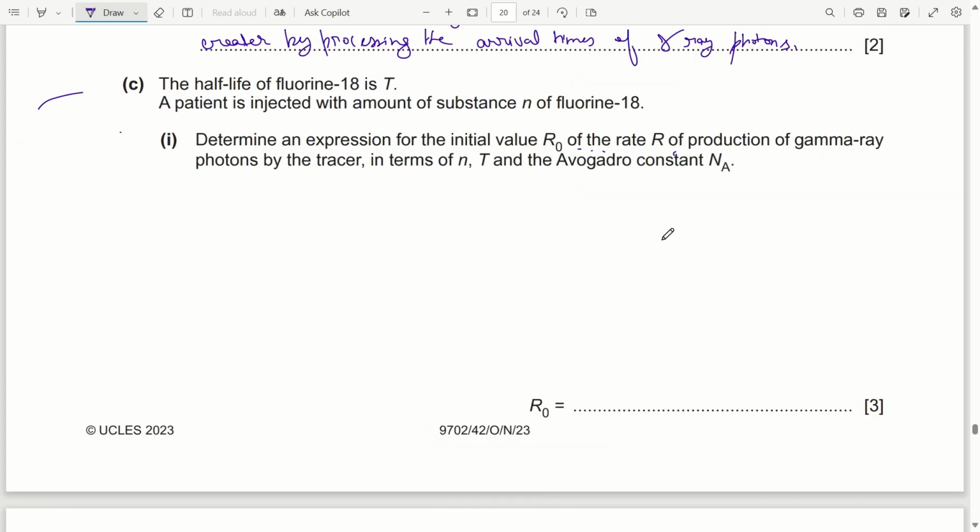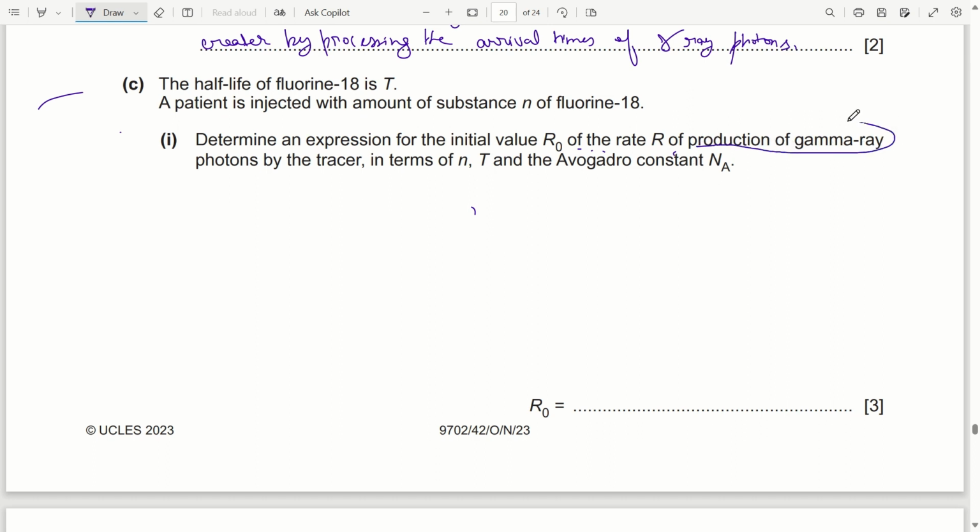C part, the half-life of fluorine-18 is T. A patient is injected with the amount of substance N of fluorine-18. Determine an expression for the initial value R naught of the rate of production of gamma ray photons by the tracer in terms of N, T and Na. We have to find the rate of production of gamma rays.